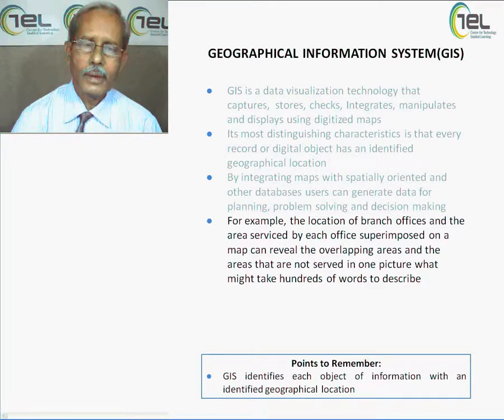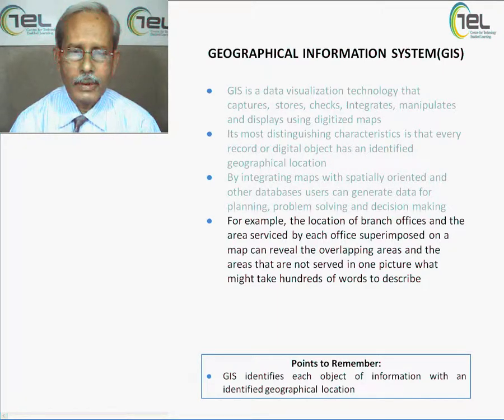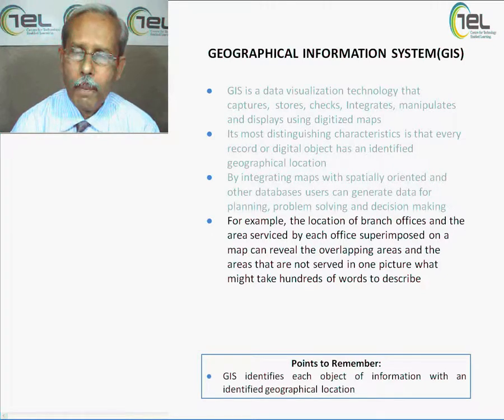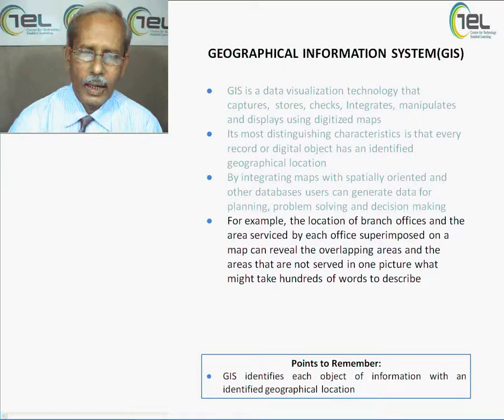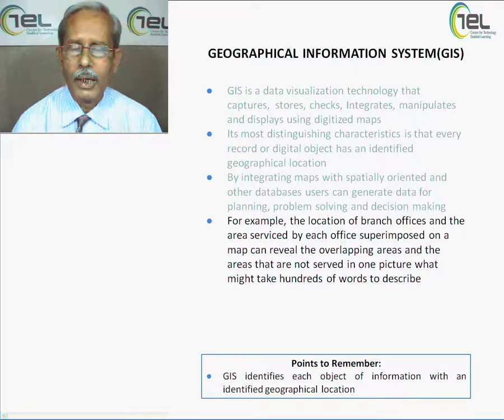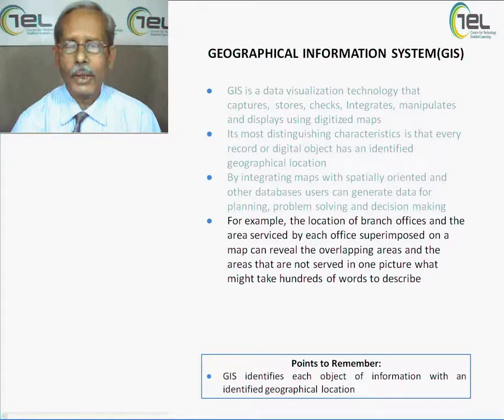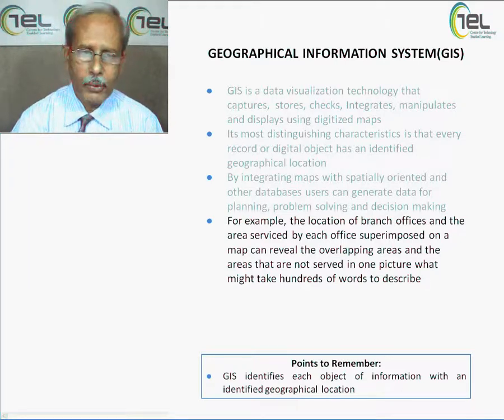For example, suppose you say that you have got 20 branches in this country, and every branch has got a certain territory to be administered by them. If one talks verbally that such and such branch is going to deal with such and such areas, and so on and so forth, for all the branches dealing with different geographical areas, it is not possible for an individual to understand or even to visualize the entire process. Rather than that, it can be superimposed on a map.